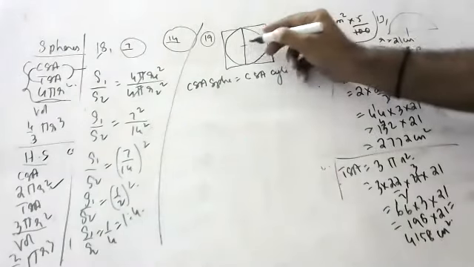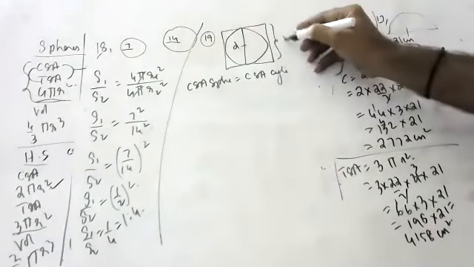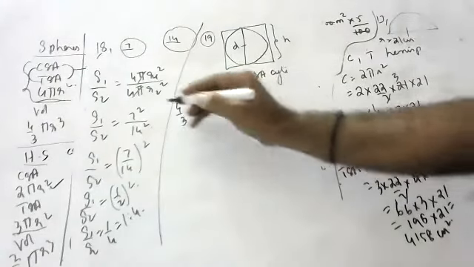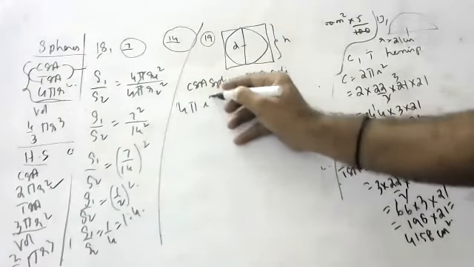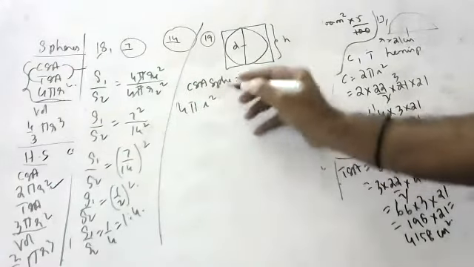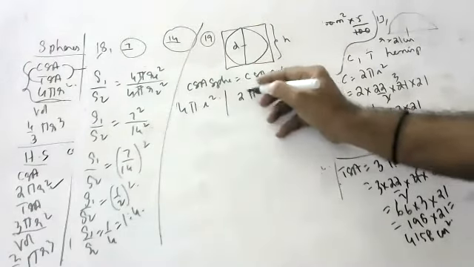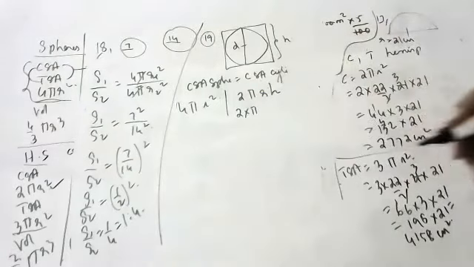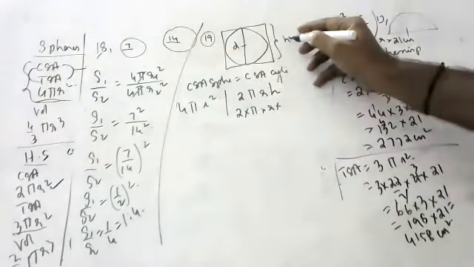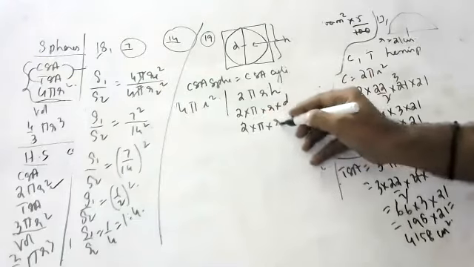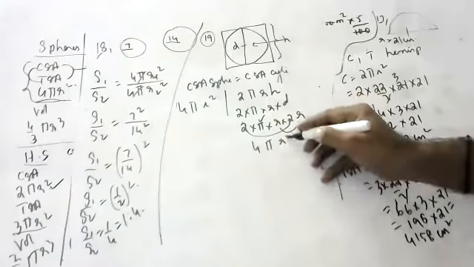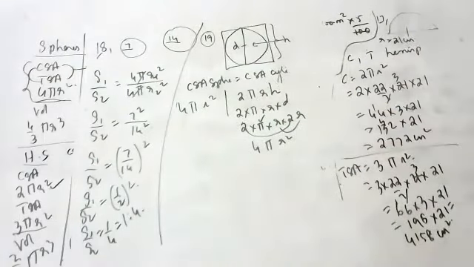This is called the diameter. This is called the height of the cylinder. Okay, so let's check. CSA of sphere is 4 pi r square. CSA of cylinder is 2 pi r h. What is h? h is the diameter, which is 2r. So 2 into 2 is 4, 4 pi r square. So are they same? Yes, sir. Yes, they are same.